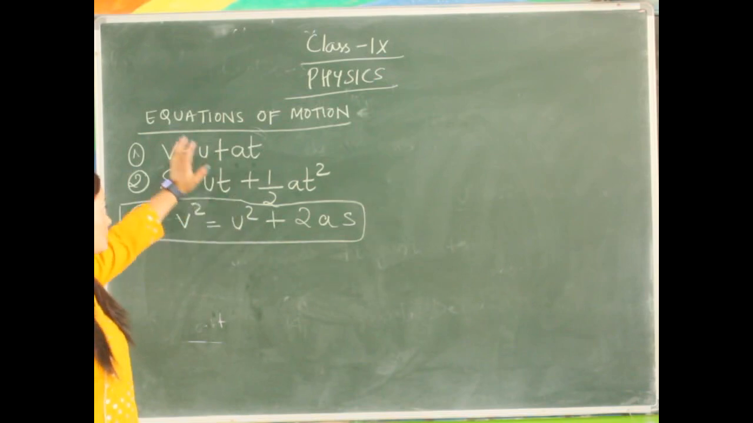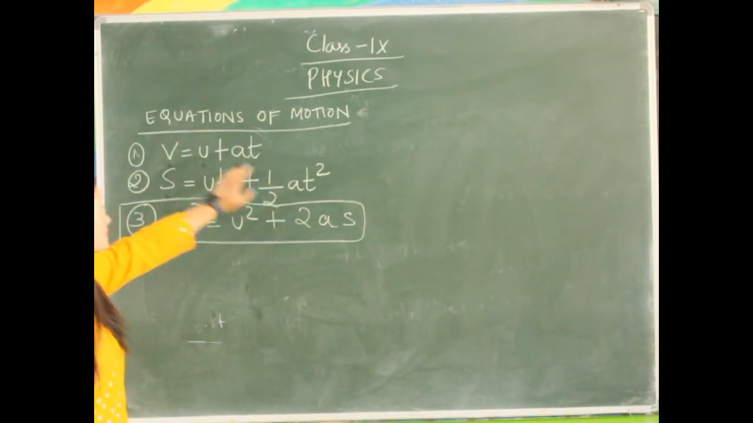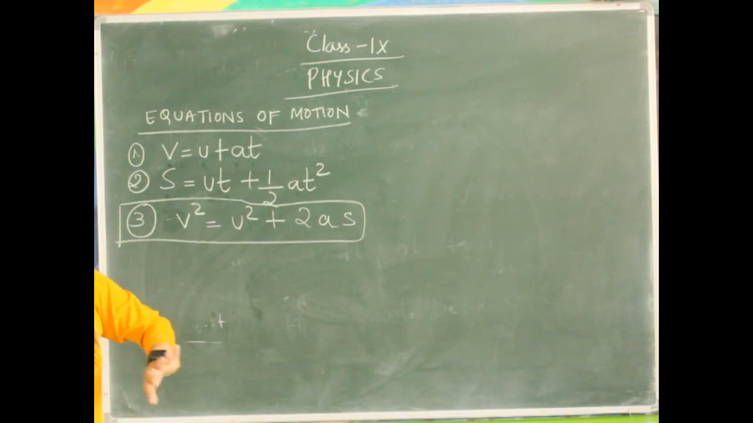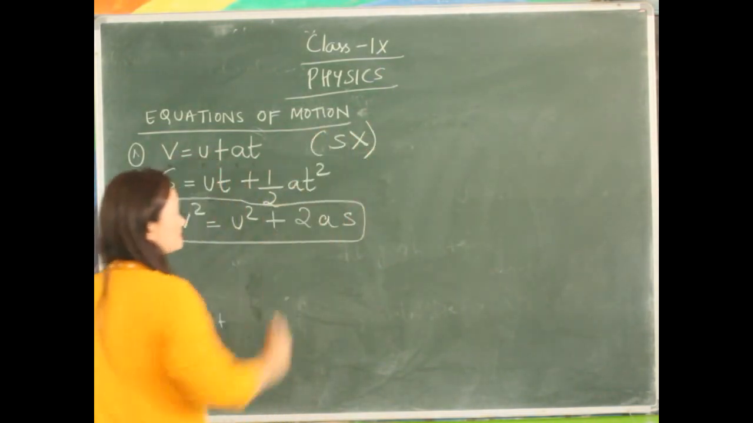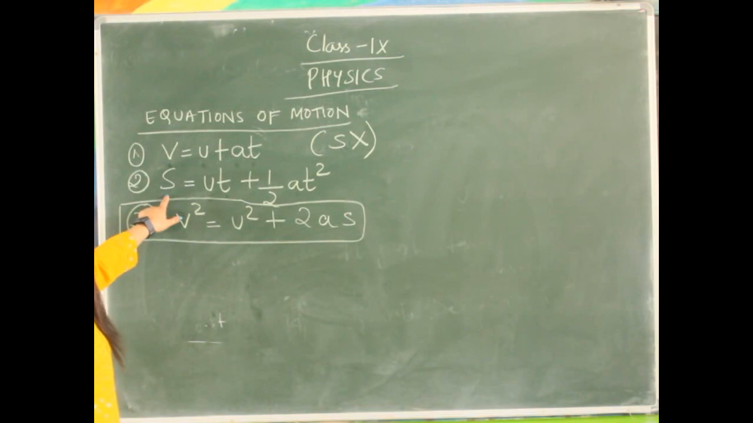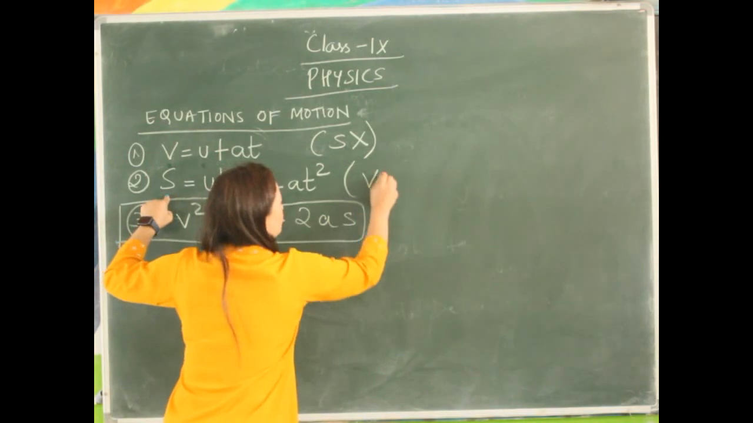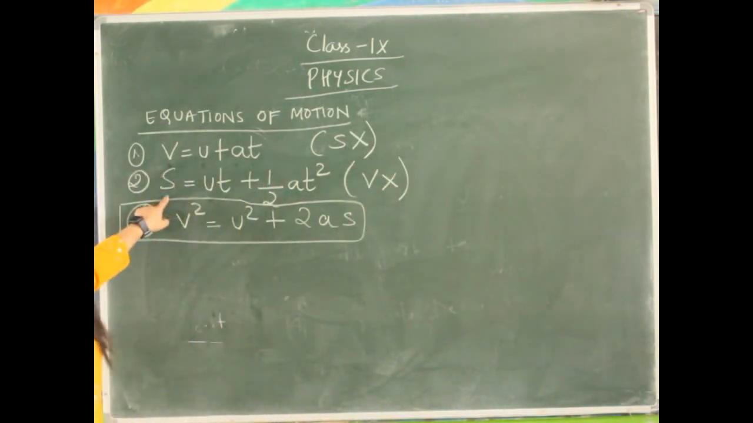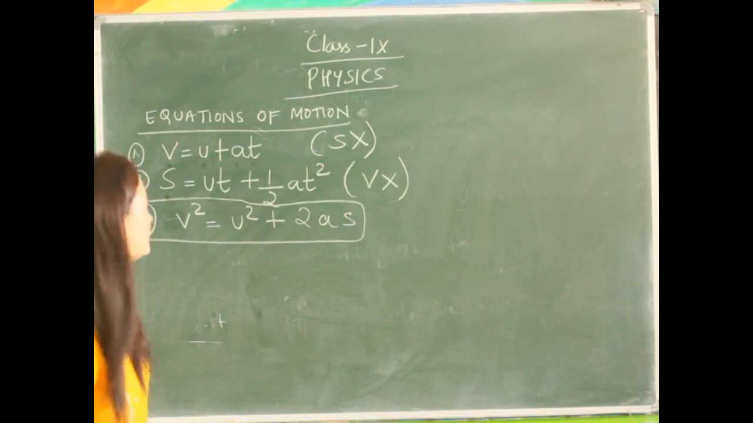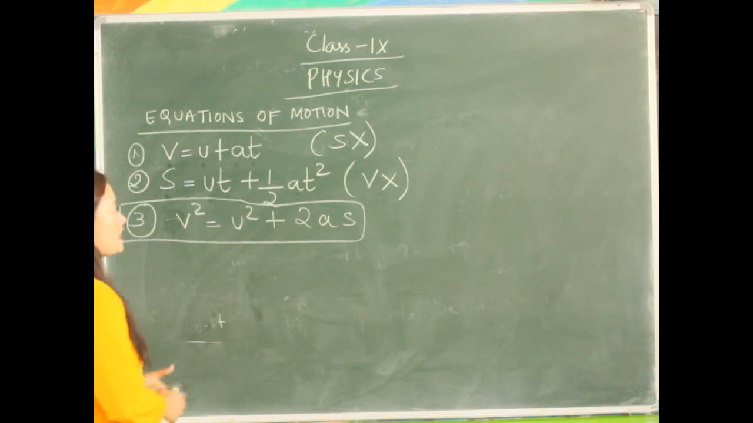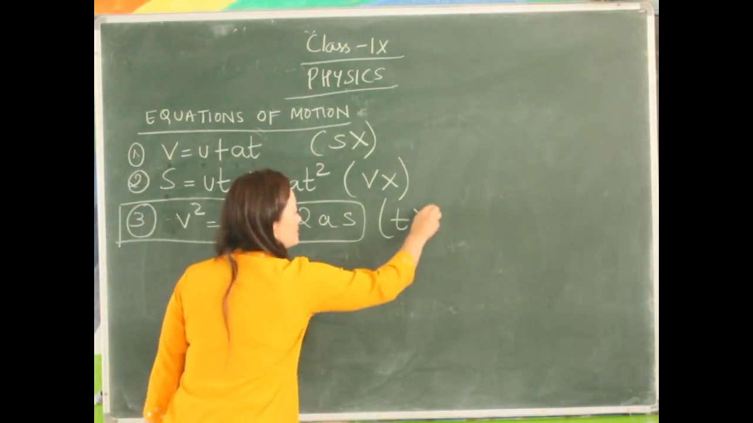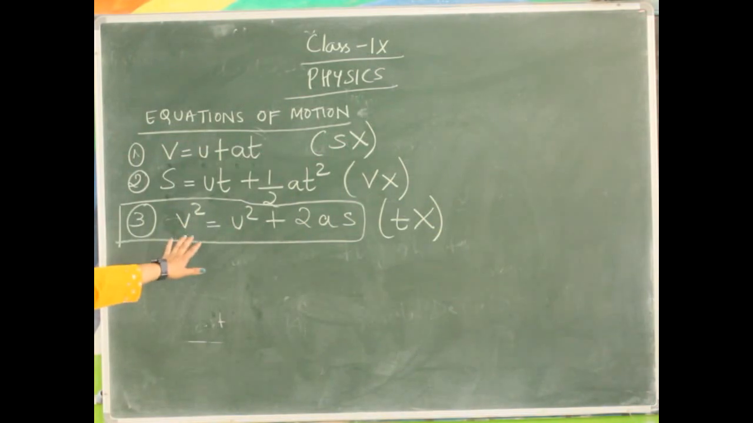Now please look at this properly. The first equation of motion is independent of distance. That means in the first equation of motion there is no distance. The second equation of motion is independent of final velocity. That means there is no final velocity. And the third equation of motion that we're going to derive today is independent of time. That means there is no time mentioned over here.